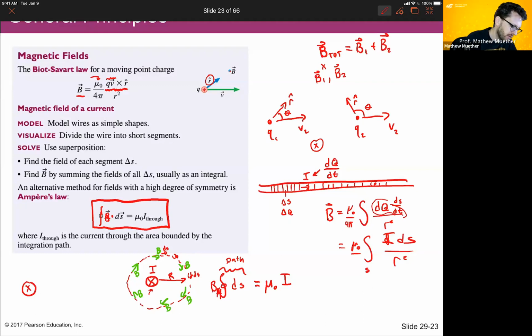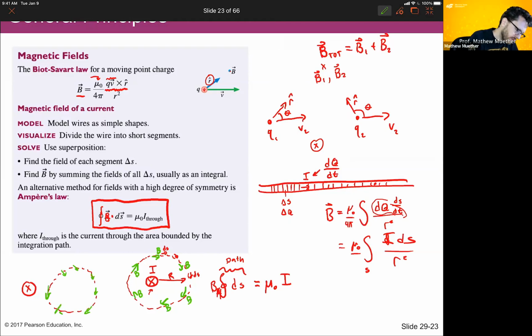If I were to pick a loop that's, say, outside of the current, well, what does the B field look like? Let's see, how is the B field going to point? Well, over here, it's going to point down. Over here, it's going to be weaker and point down. Up here, the B field is going to be pointing something like this. Remember, the B field wants to be circulating around. What does it do here?